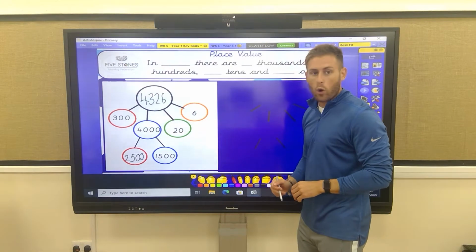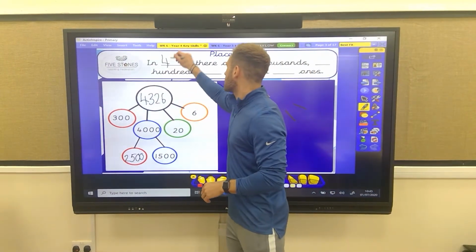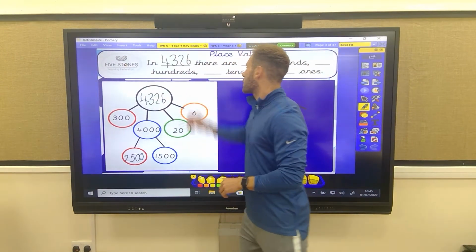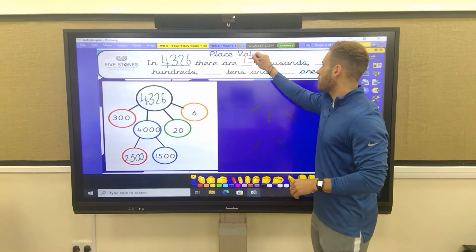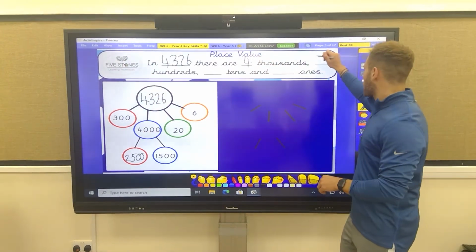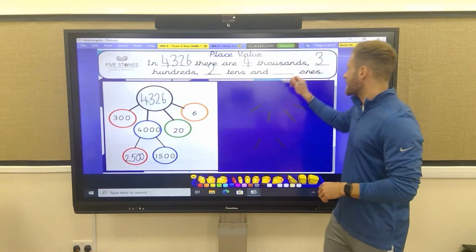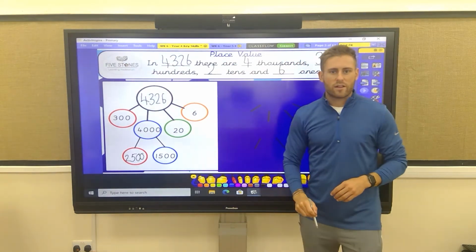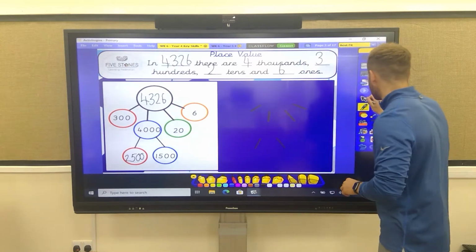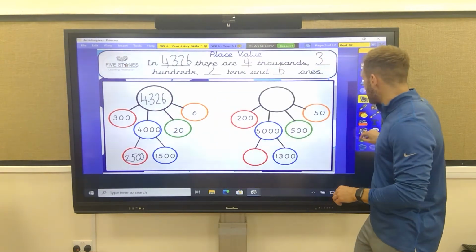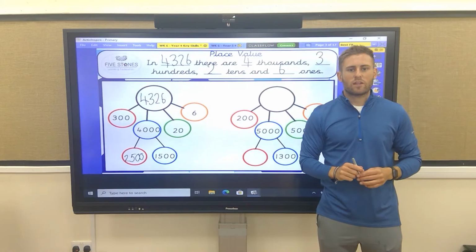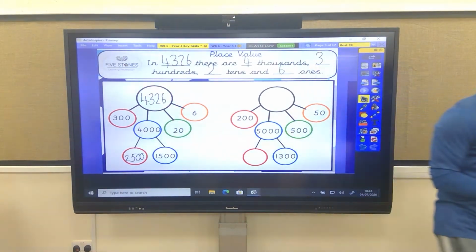Now we can look at our whole. We've got 4,326. We know that number is made up of 4,000s, 300s, 2 tens, also known as 20, and 6 ones. Great work if you recognise that. You've now got to work on this part-whole model by pausing the screen and giving yourself more working out time.